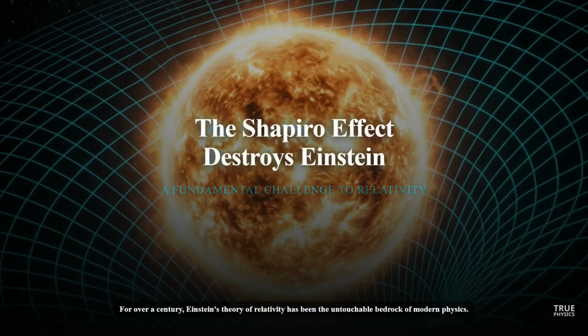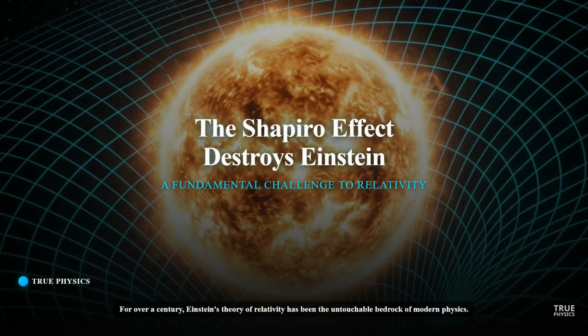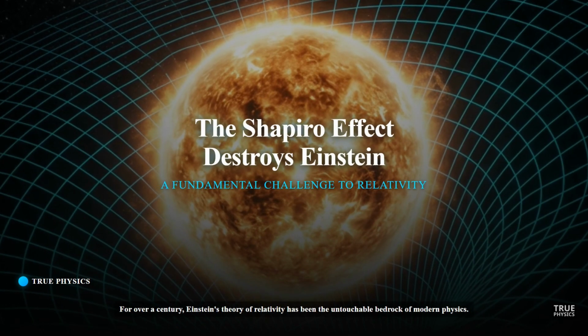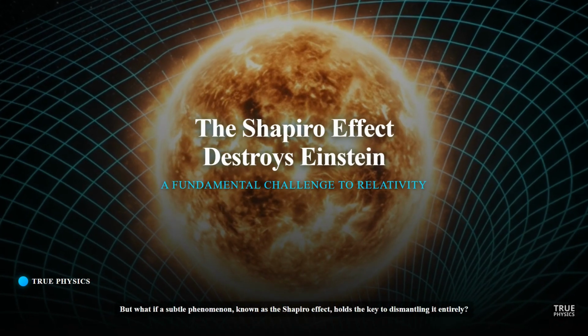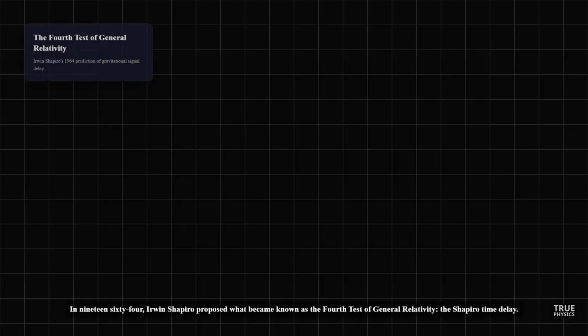For over a century, Einstein's theory of relativity has been the untouchable bedrock of modern physics. But what if a subtle phenomenon known as the Shapiro effect holds the key to dismantling it entirely? In 1964, Erwin Shapiro proposed what became known as the fourth test of general relativity, the Shapiro time delay.